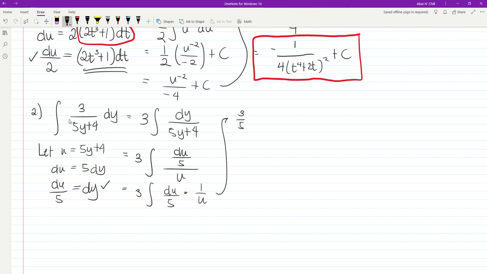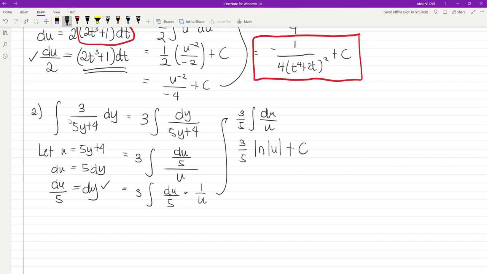I can factor out the 1/5 here so that I have integral of du all over u. So I factor out 1/5 here, and this becomes 3/5 integral of du all over u. That is simply ln of the absolute value of u plus c. The integral of du all over u is ln absolute value of u plus c.